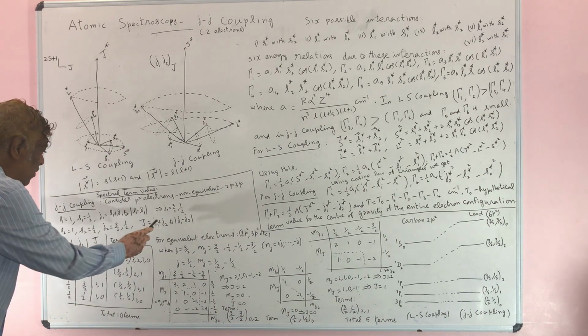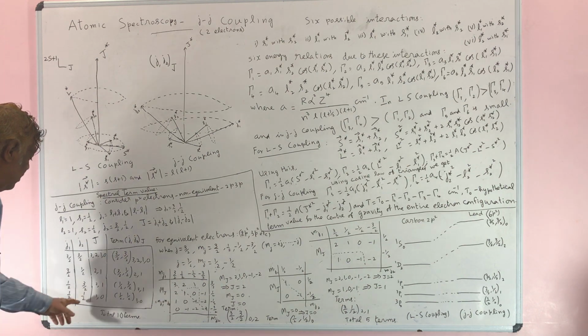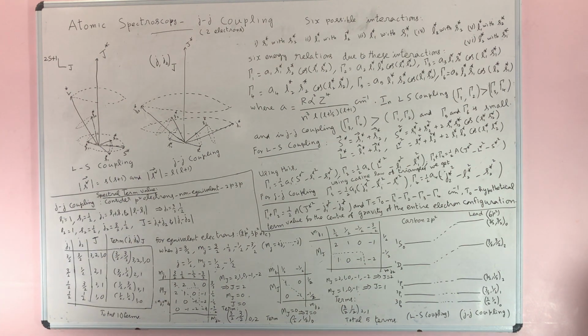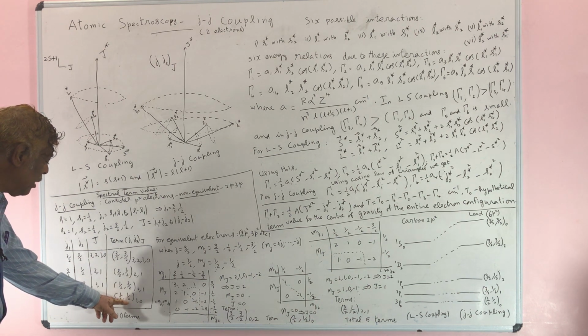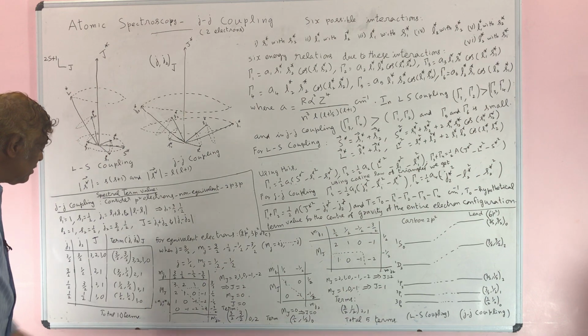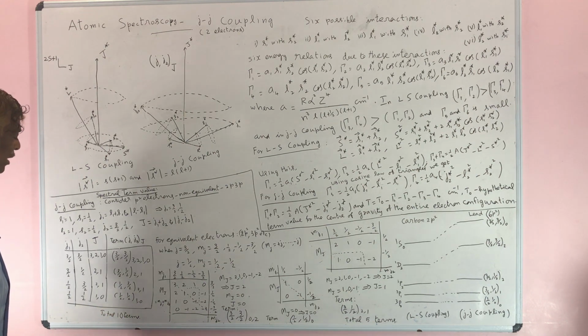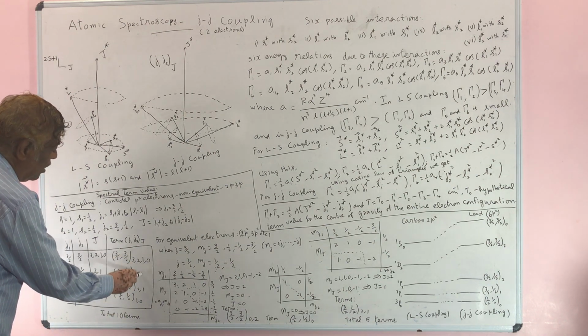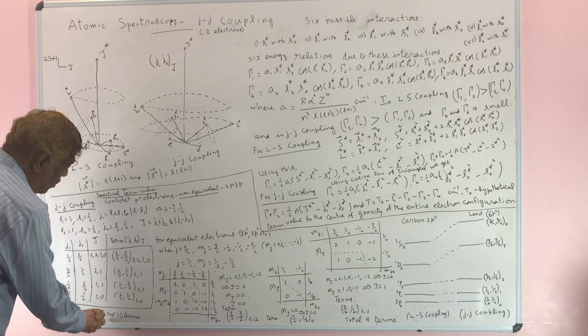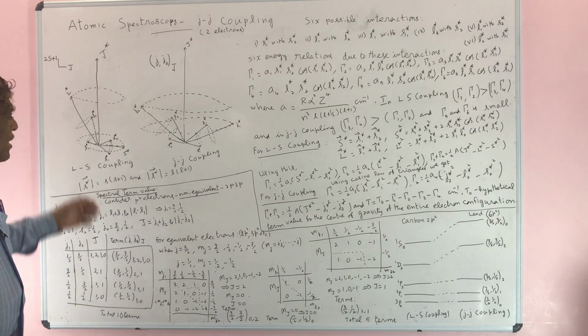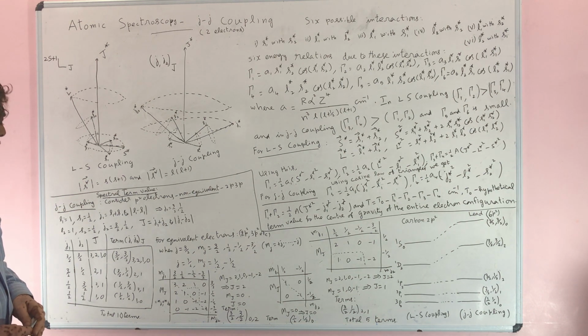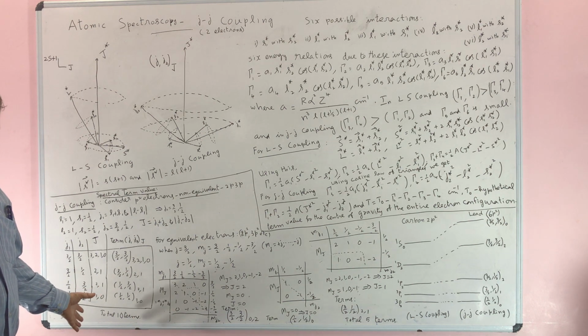If you put J1 is equal to half, J2 is equal to half, then the J value is equal to 1 and 0. So the term value is half comma half within the parenthesis, and this is 1 comma 0. So finally you find that there are 4 plus 2 plus 2 plus 2, you have a total of 10 terms. So because of the non-equivalent electrons, we arrive at 10 terms. In the LS coupling scheme also, for non-equivalent electrons, you get 10 terms.